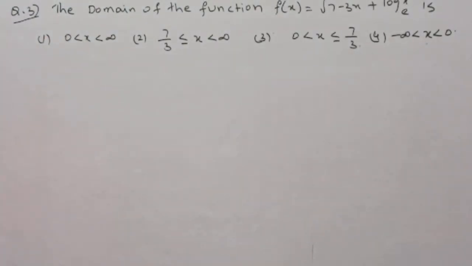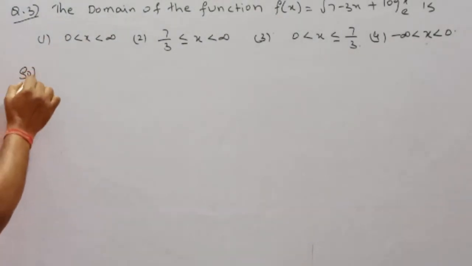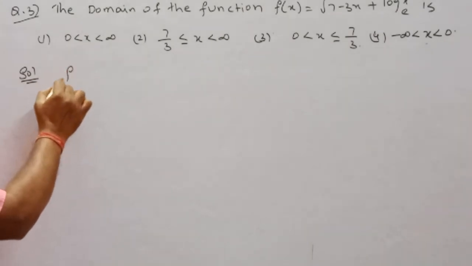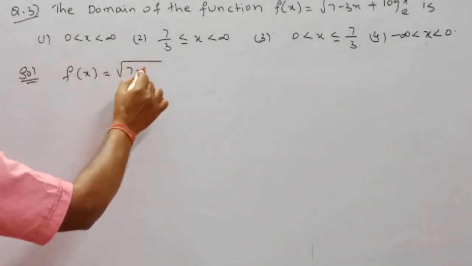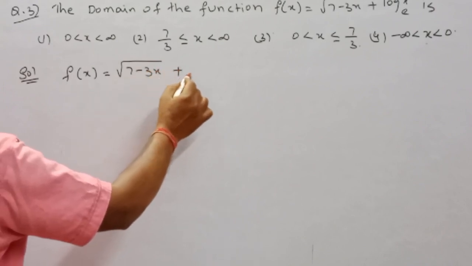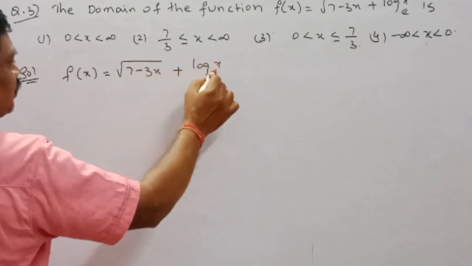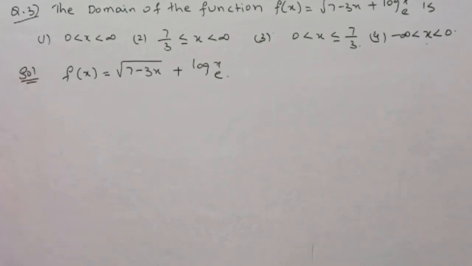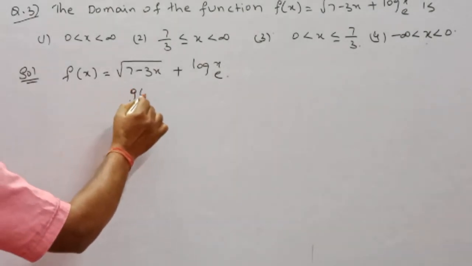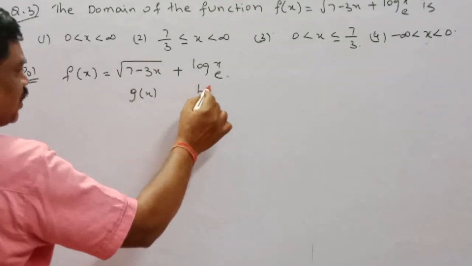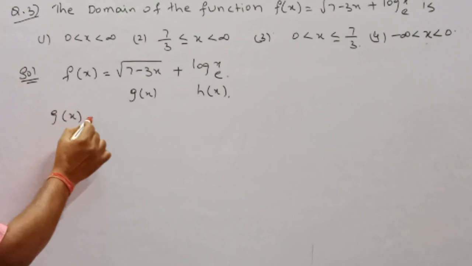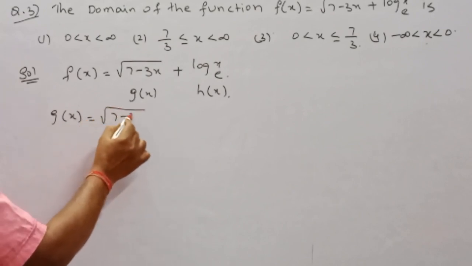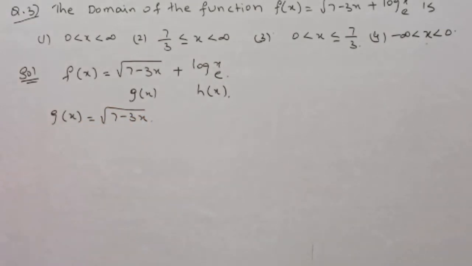Okay, all of you. So you see what is the function given. f of x is equal to root over 7 minus 3x plus log x base e. Okay, all of you. Then here you take this as g of x, and this as h of x. g of x is equal to what? Root over 7 minus 3x.